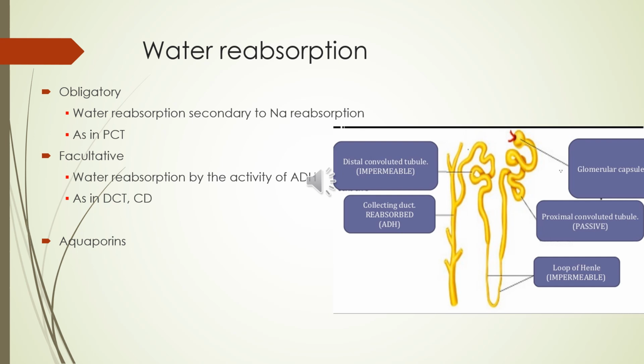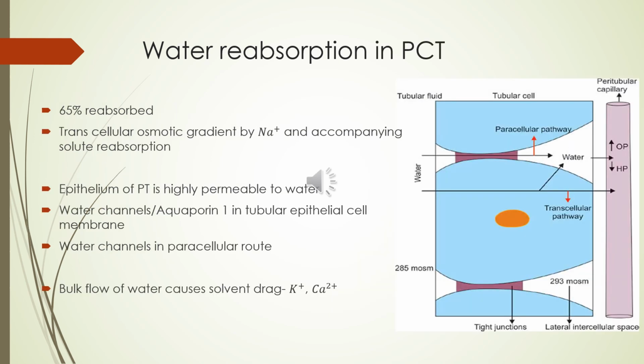And this water passes through the water channels or aquaporins in the cell membranes. In proximal tubules, about 65% of the filtered water is reabsorbed. And this occurs because of the reabsorption of sodium ions and other solutes that generates a transcellular osmotic gradient. And so this water reabsorption occurs via the transcellular pathway and paracellular pathway.